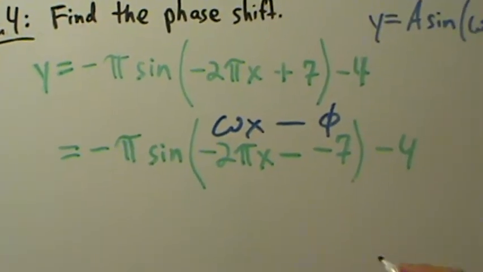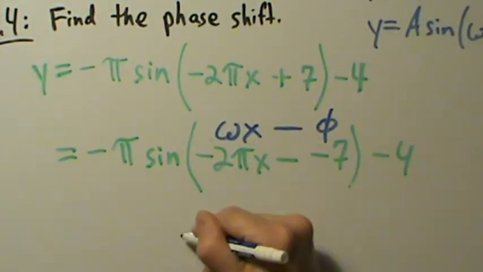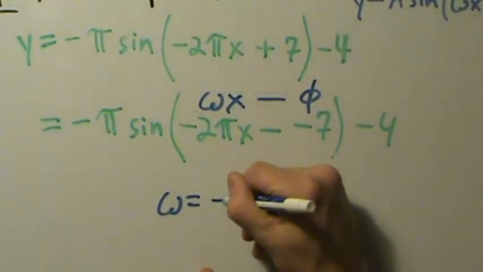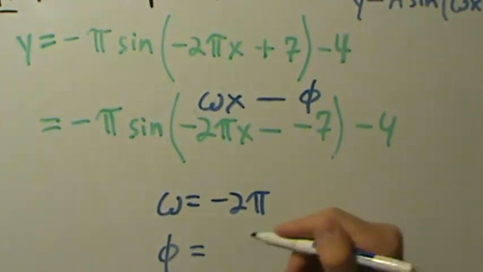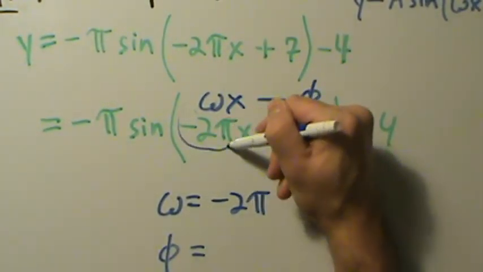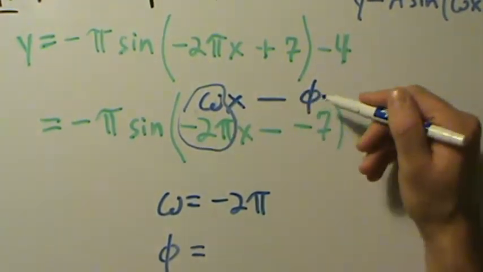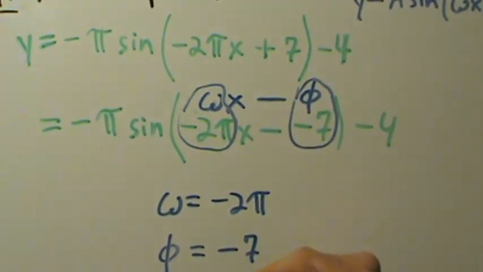Okay, so omega, it's a goofy looking omega. So omega is what? It's the thing being multiplied by the x, which in this case is negative 2 pi. Okay? And then what's phi? Okay, here's our omega, it's negative 2 pi. X is just x, minus is a minus sign, and then what's left over, phi, is negative 7. Okay, so phi equals negative 7.